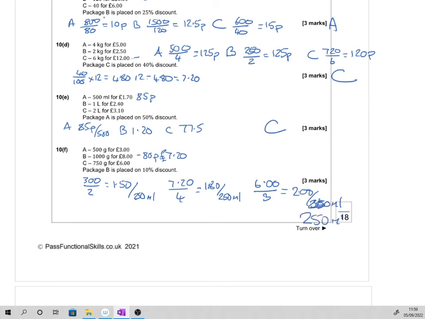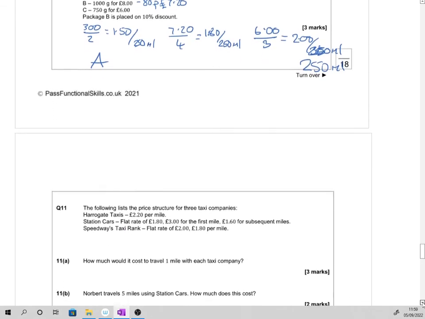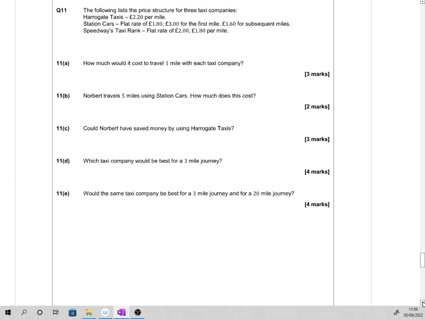250 mil. So this is the cheapest one, is A. Wow, these go on and on and on. Right, let's have a look at there.